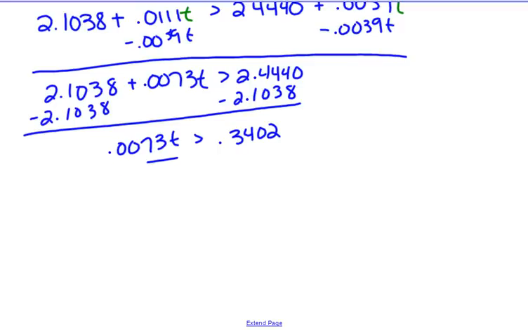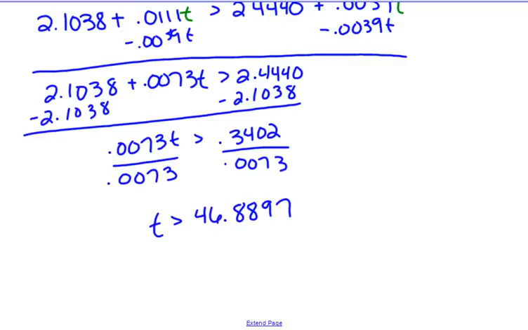So now to get t by itself, I divide by 0.0073. And I end up with t is greater than 46.8897. So this is actually telling me the equal to, at that exact moment, at 46 years from 2000, excuse me, that's the moment, if we were to think of a moment, when Nigeria passes the U.S. in population. So they want to know when Nigeria's population will be more than the population of the United States.